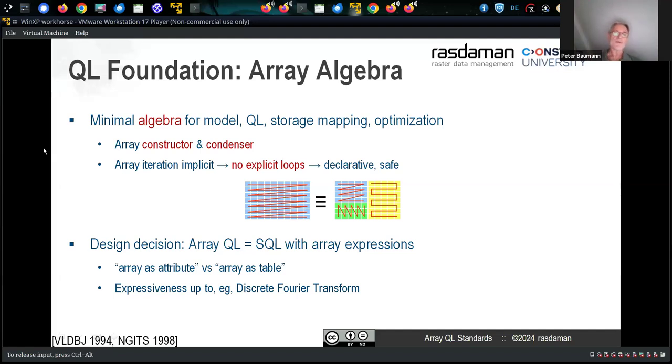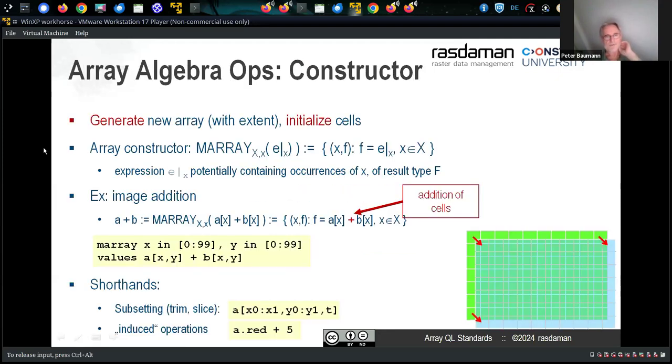And now, with a QL with those two operators, you can do stuff up to, say, discrete Fourier transform. Yes, there are limits. But you can do quite a few useful things in practical life. Good. So what does that look like? You have some definition, which is just mathematics. I don't want to go through that in detail with you. I just want to say, yes, there is mathematics behind.